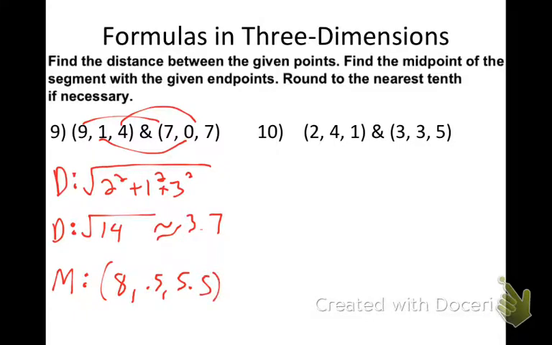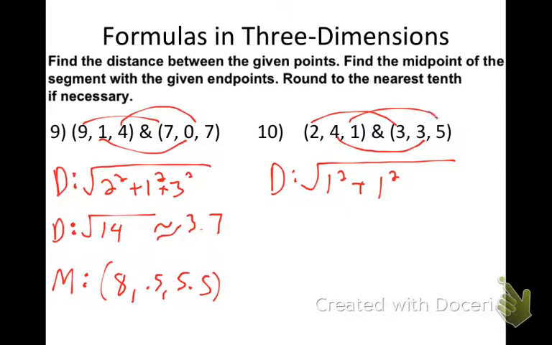Number 10 here. I need to find the distance. Okay. So distance here. Look at my x values. What's the difference from 2 to 3? It is 1. So I get 1 squared. Plus, difference in my y values. 4 to 3 is? 1. So I get 1 squared. Then I do my z's. Difference from 1 to 5 is? 4 squared.